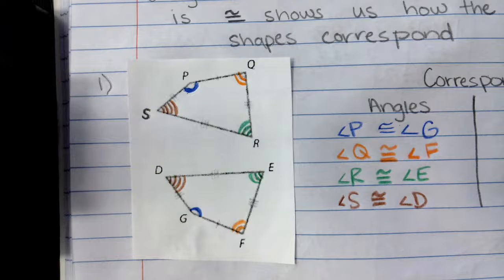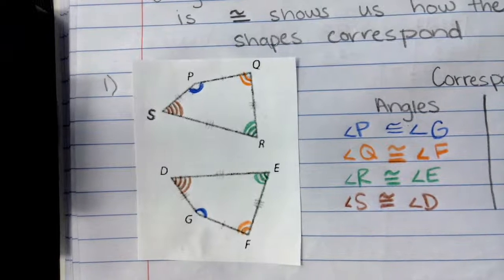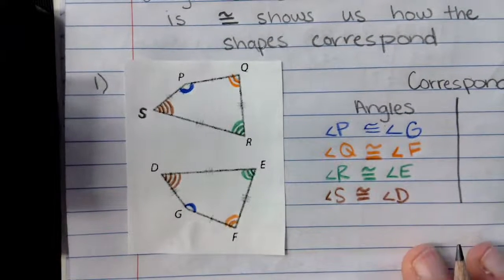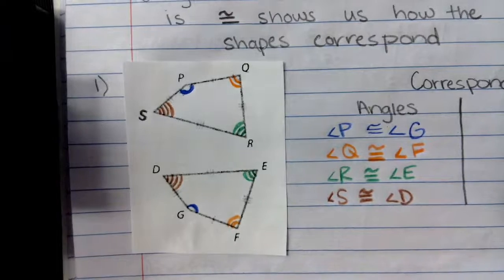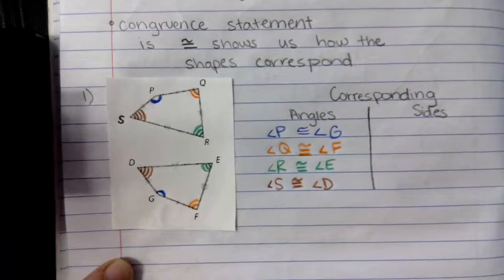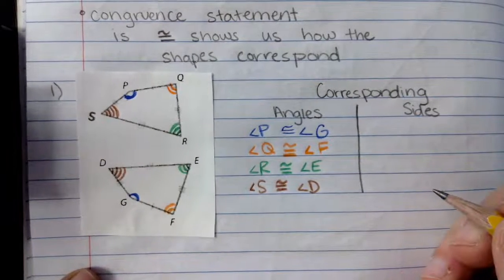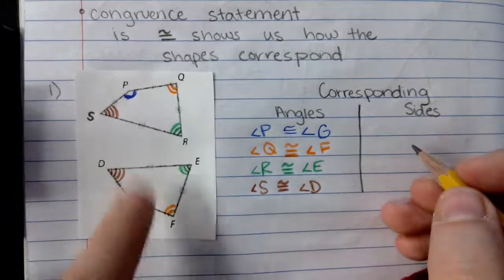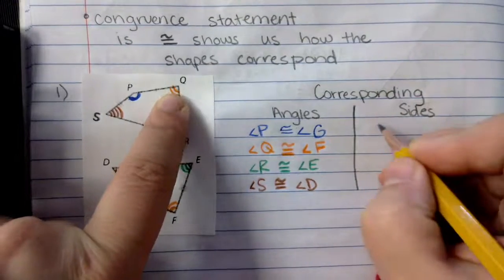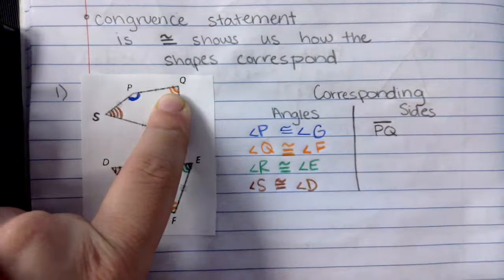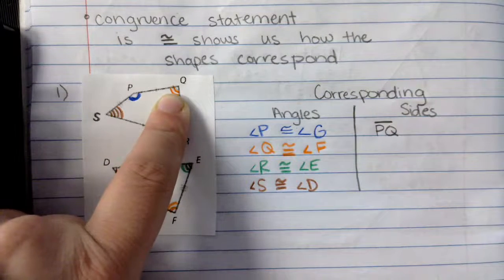Alright, now we're going to do our sides. So remember, for our sides, we show a side length. We go from one point to the other. For my sides, I'm going to start with P to Q. I write that as PQ with a little line above it, and I'm going to say that that's congruent to... Now PQ had one tick mark there.